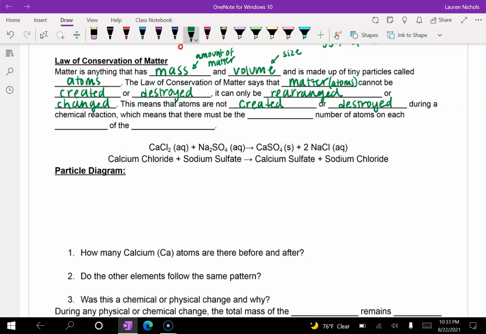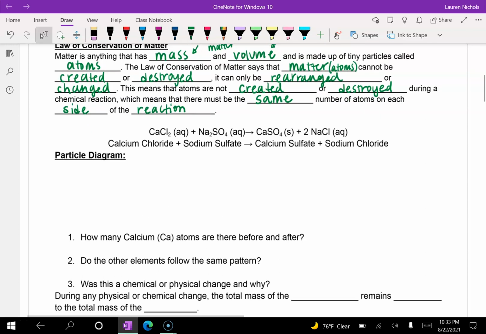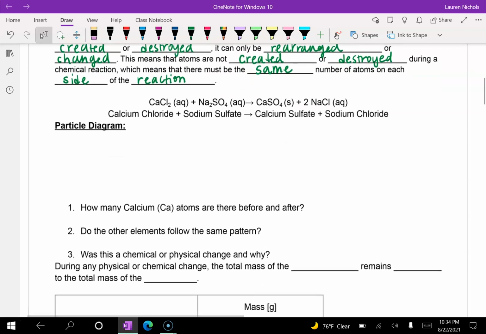That means that there must be the same number of atoms on each side of the reaction. You can't magically have extra oxygen atoms or have atoms just disappear. They all go somewhere. And so when we look at what that looks like, there are a couple of ways that you might be asked about the law of conservation of matter.